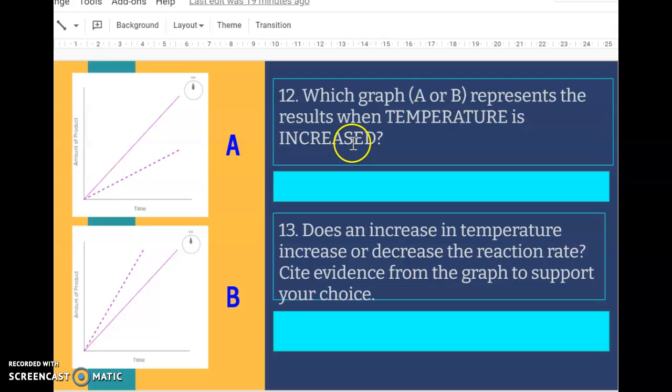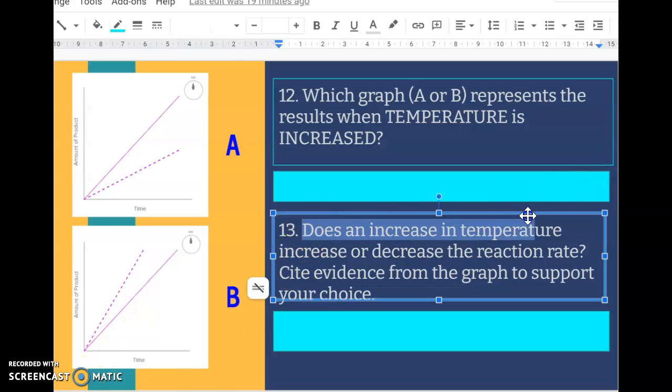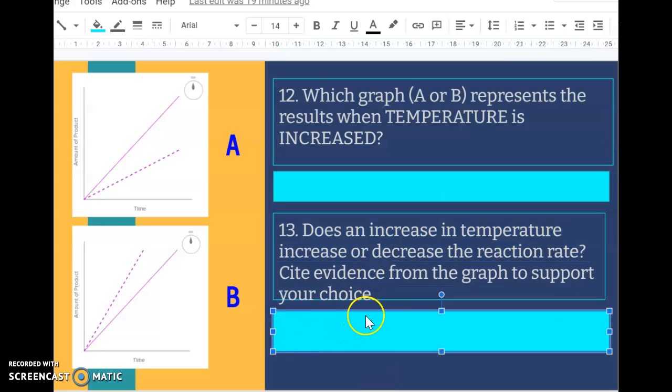For 9, you're going to look at an increase in temperature. So you've determined that A is your decrease. So which one is your increase? So you'll say this one is my increase graph. And then for 13, does an increase in temperature increase or decrease reaction rate? An increase in temperature, blank the reaction rate, because, and then cite some evidence from the graph.